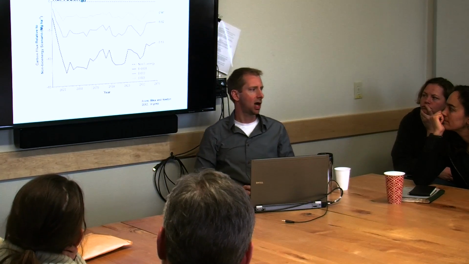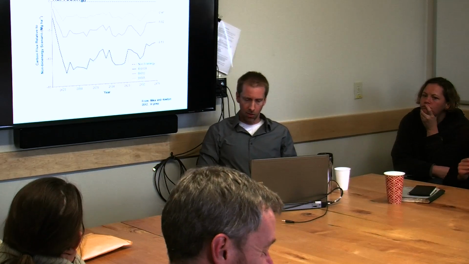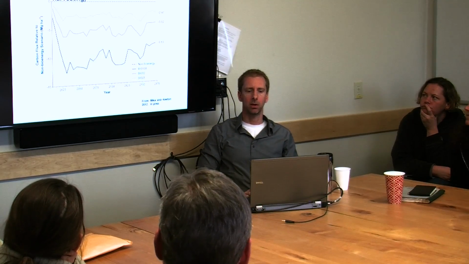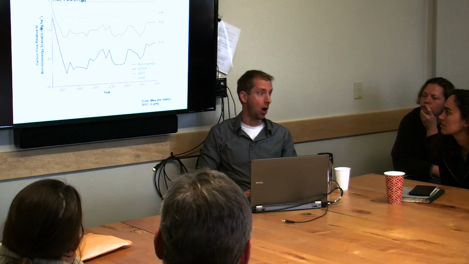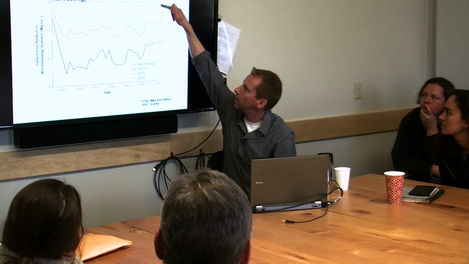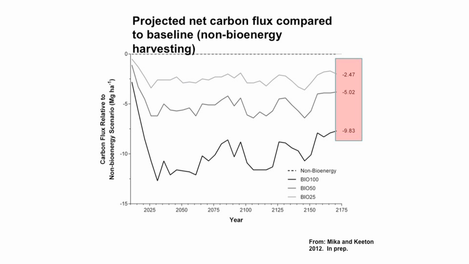So what if your baseline is the emissions that would have happened under business as usual if we hadn't harvested wood for bioenergy at all? That's the zero line here. This is the non-bioenergy scenario that we modeled. Conventional logging that doesn't produce bioenergy. All of the bioenergy scenarios ended up emitting more carbon than business as usual. Which suggests that maybe we shouldn't produce wood for bioenergy at all.